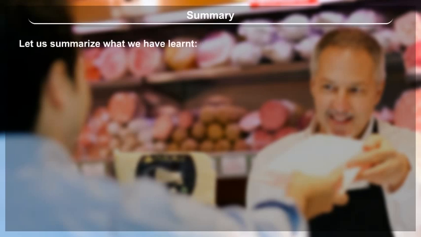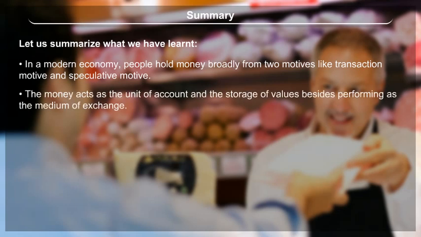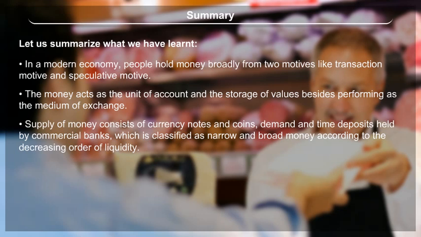Summary. Let us summarize what we have learned. In a modern economy, people hold money broadly from two motives, the transaction motive and the speculative motive. Money acts as the unit of account and the storage of value, besides performing as the medium of exchange. Supply of money consists of currency notes and coins, demand and time deposits held by commercial banks, which is classified as narrow and broad money according to decreasing order of liquidity.